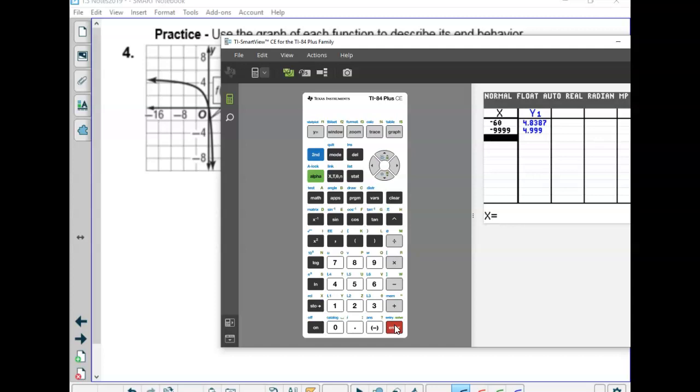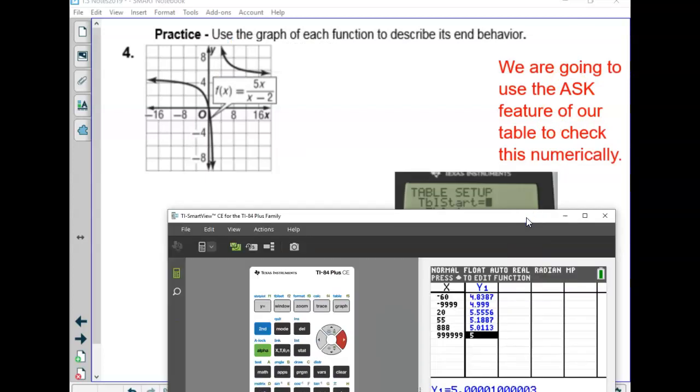Okay. How do we check on the right? What are some really big numbers? We could put in 20, 55, 888, 9999. What's it approaching? It's approaching 5. By the way, I think if we go over here, it's not actually 5. If we went up and to the right, you could eventually get it to say 5 just because the calculator has to round. It only goes out so many places. But in theory, it is approaching 5. Okay?